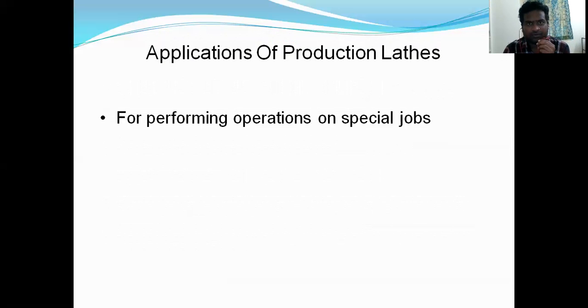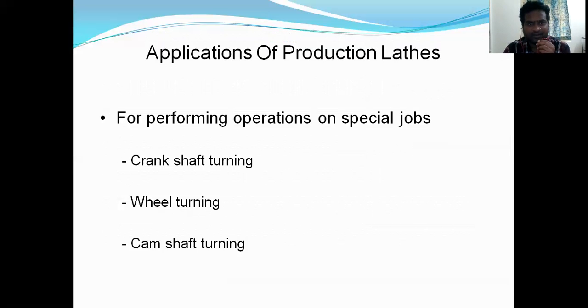Now we are moving to applications of production lathes. For performing operations on special jobs, we are using production lathes, like tank shaft turning, wheel turning, camshaft turning, right? So these are the applications of the production lathe. The feature is for performing operations on special jobs: tank shaft turning, wheel turning, camshaft turning.